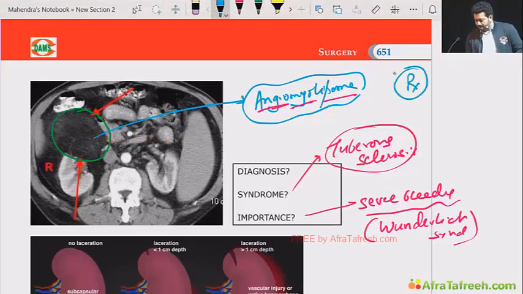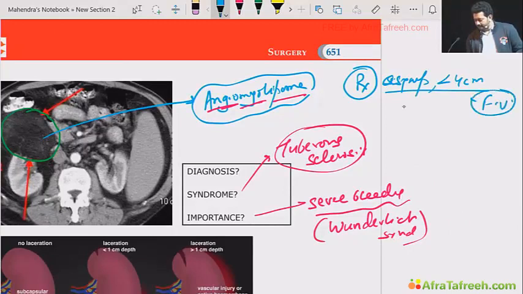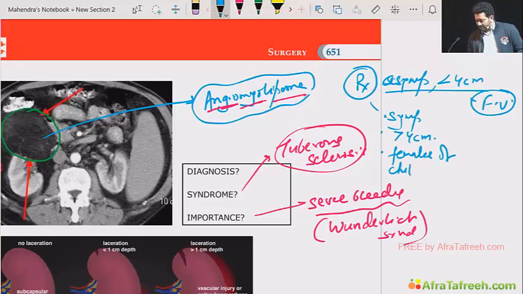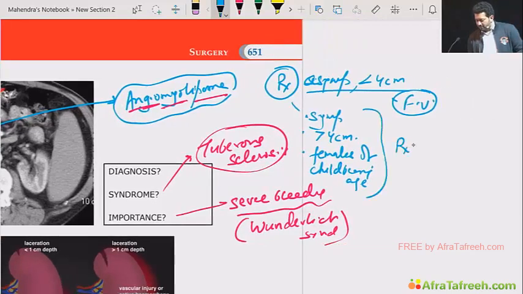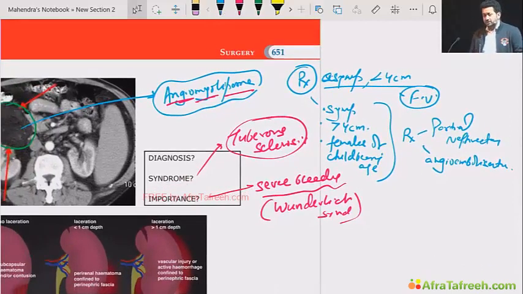Treatment. Asymptomatic patient, less than 4 centimeter, follow-up. Symptomatic, more than 4 centimeter, or females of childbearing age, you need to do the treatment. Treatment means either you can go for a partial nephrectomy, but these days the treatment of choice is angioembolization. So asymptomatic less than 4 centimeter, you can follow up, but symptomatic more than 4 or females of childbearing age, partial nephrectomy or angioembolization.